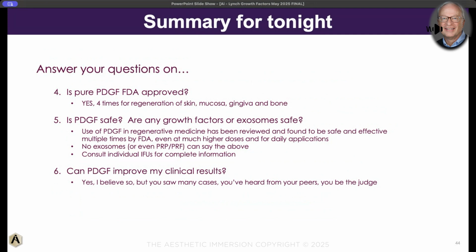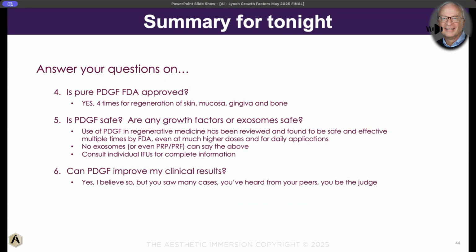Is pure PDGF FDA approved? Yep, 4 times, 3 different indications, 5 million patients treated. Is it safe? Are any growth factors or exosomes safe? Well, at least with pure PDGF, you've got one that's been FDA approved. You've got PDGF that's been applied to 5 million patients.